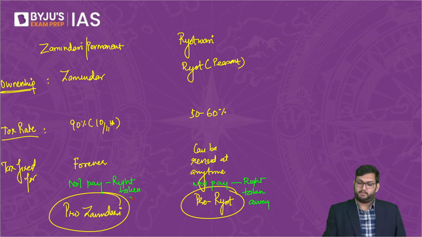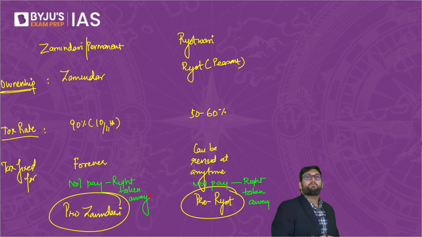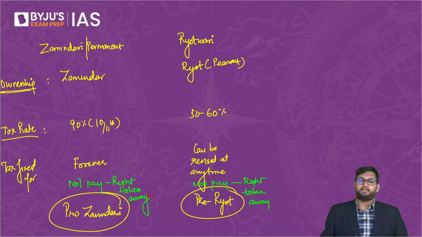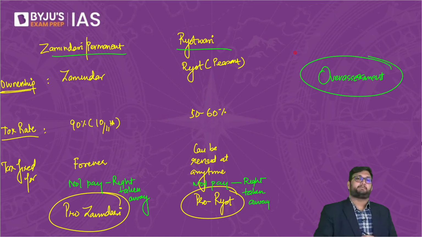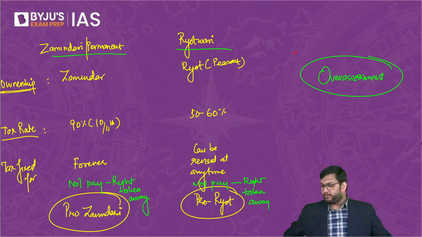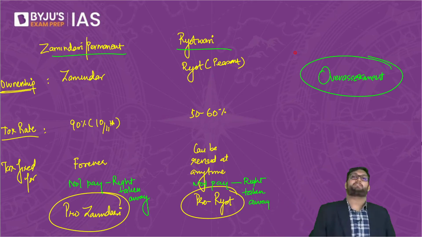Now, in principle, Ryotwari should make more sense. Ryotwari should work. But again, the issue in both of them was over-assessment. What do you mean by over-assessment? The land can give you 400 rupees. The British wanted 800.